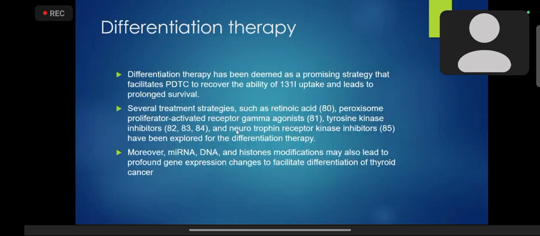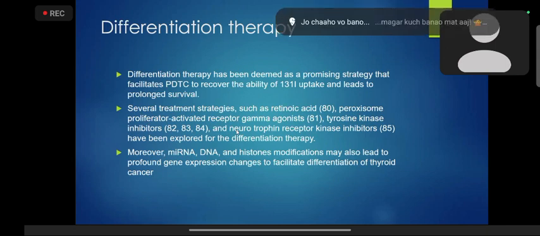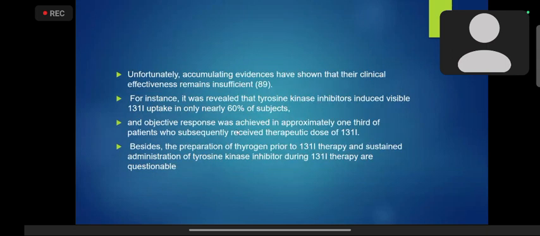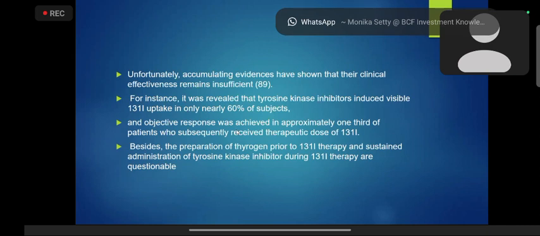There is a term called dedifferentiation therapy, which seems to be a promising strategy to make poorly differentiated tumors able to take up iodine 131 and lead to prolonged survival. There are many strategies such as retinoic acid, peroxisome proliferator-activated receptor gamma agonists, TKIs, and neurotrophin receptor kinase inhibitors. But all this evidence remains insufficient. We are not having any good result.